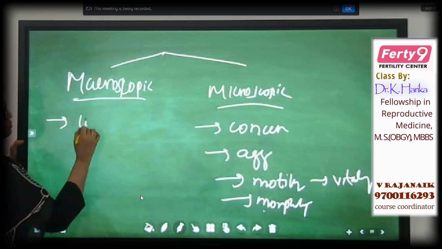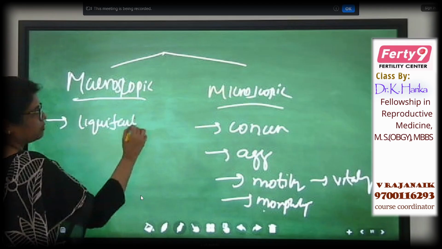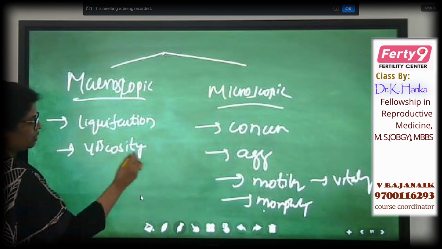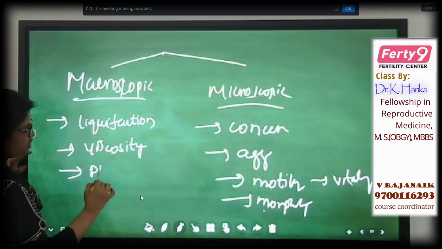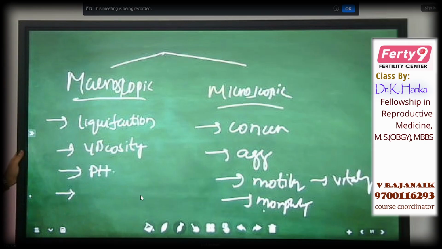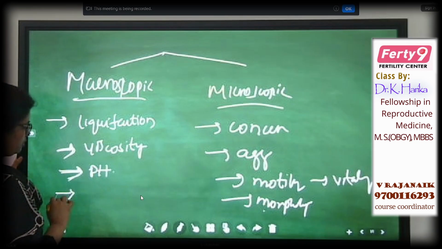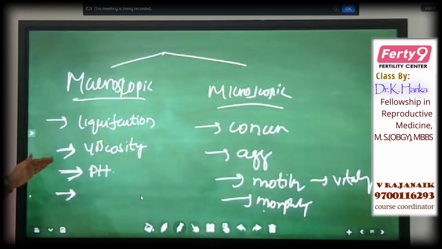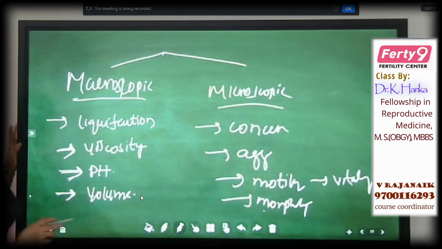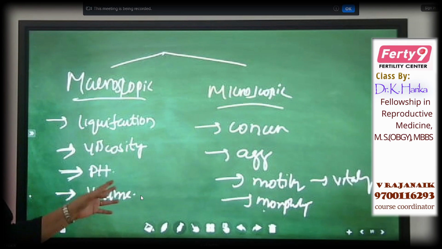Macroscopy includes, first, liquefaction, second, viscosity, third, pH, and next, volume. As we have already discussed, the normal volume of seminal fluid should be around 1.5 ml or 1.4 ml. So what is the reason for the seminal fluid composition?